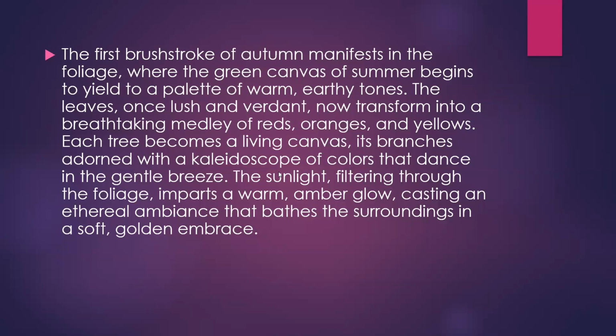The first brush stroke of autumn manifests in the foliage, where the green canvas of summer begins to yield to a palette of warm, earthy tones. The leaves, once lush and verdant, now transform into a breathtaking medley of reds, oranges, and yellows. Each tree becomes a living canvas, its branches adorned with a kaleidoscope of colors that dance in the gentle breeze. The sunlight filtering through the foliage imparts a warm amber glow, casting an ethereal ambience that bathes the surroundings in a soft golden embrace.